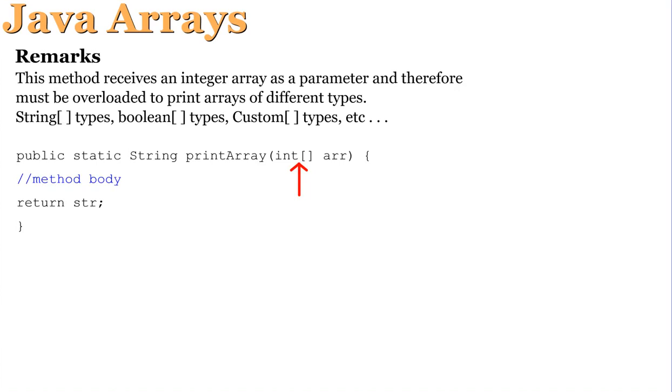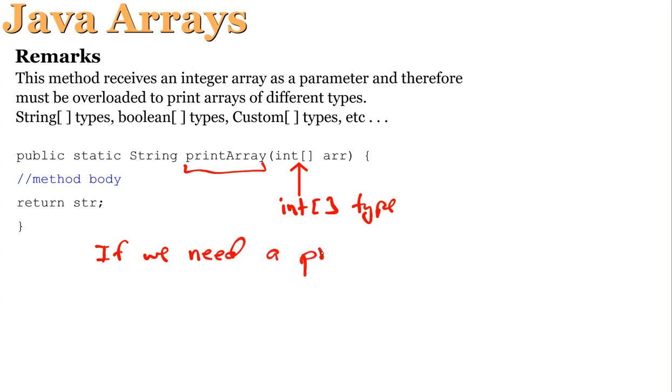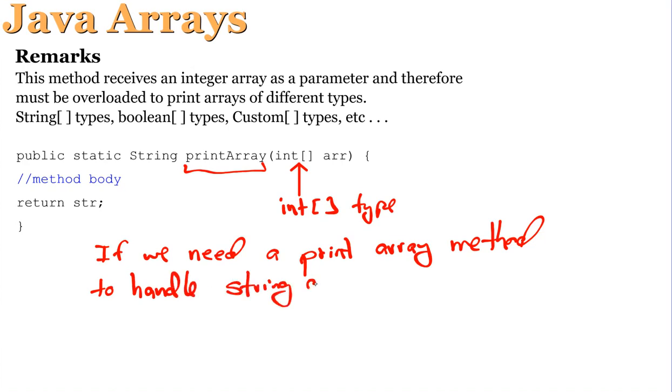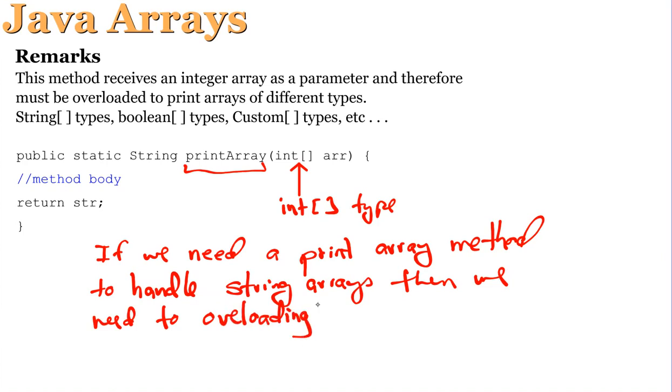Just some final remarks is that when we make a printArray method, it is only good for the data type of the parameter. So this is an integer array type. If I needed a printArray method to handle strings, then we have to overload the method. And overloading the method is using the same method name, the same method signature with a different parameter set.